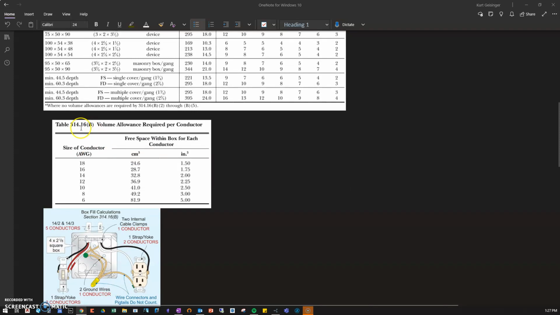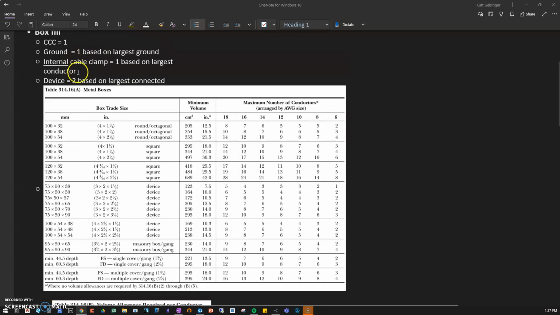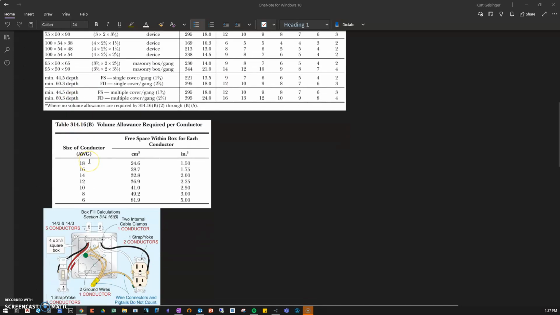Second table we need to be aware of, 314.16(B), as you can imagine, is only a page or so away from A up here. But this is the one that's going to tell you how many cubic inches for any conductor. What's the volume allowance for any given conductor? Right, some good ones to keep in the back of your mind. A 14 is 2 inches. A 12 is 2.25 inches. A 10 is 2.5 inches. Keep those three in your mind. You can do these a lot faster that way, right?